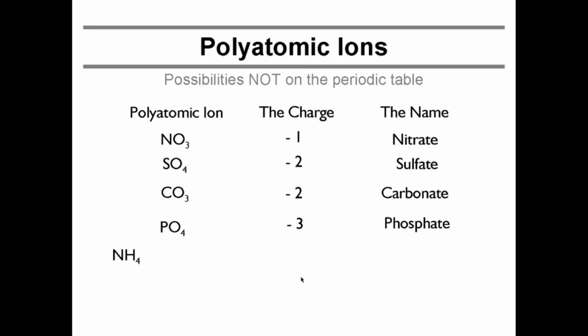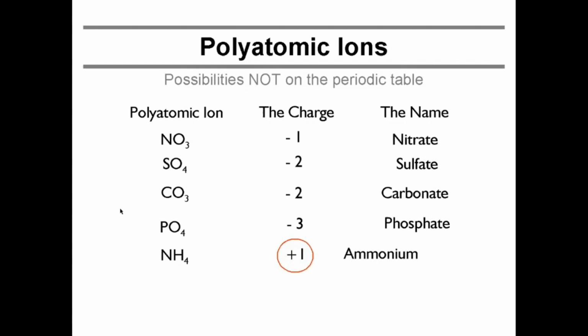The last one is kind of odd. It's the NH4, 1 nitrogen, 4 hydrogens surrounding it. That one has an odd charge. That one is a +1 charge, acts like a +1, and it's called the ammonium ion. And that is the only one in that group that I've shown you that is a polyatomic cation. The other ones are all anions.